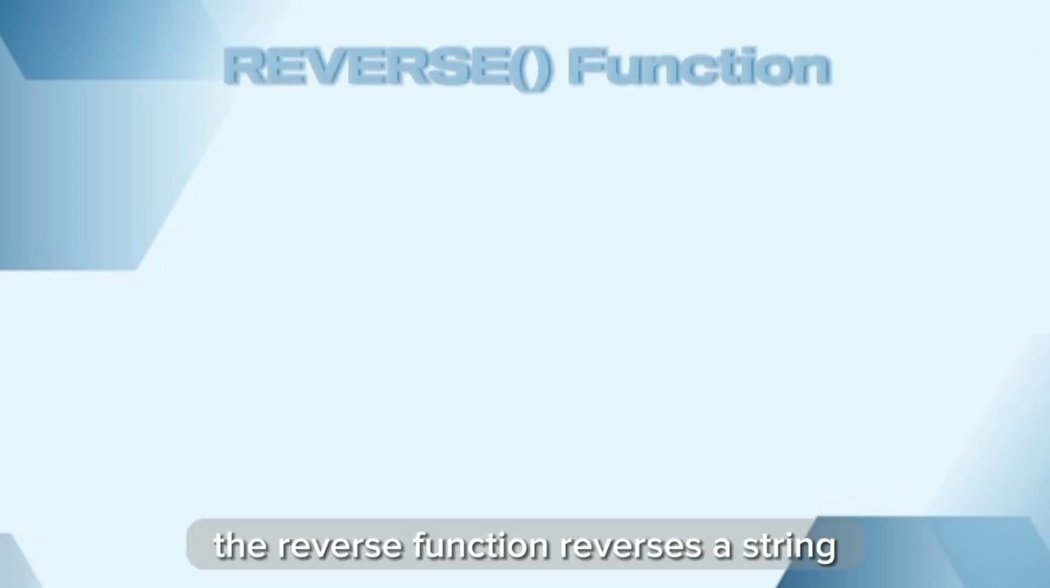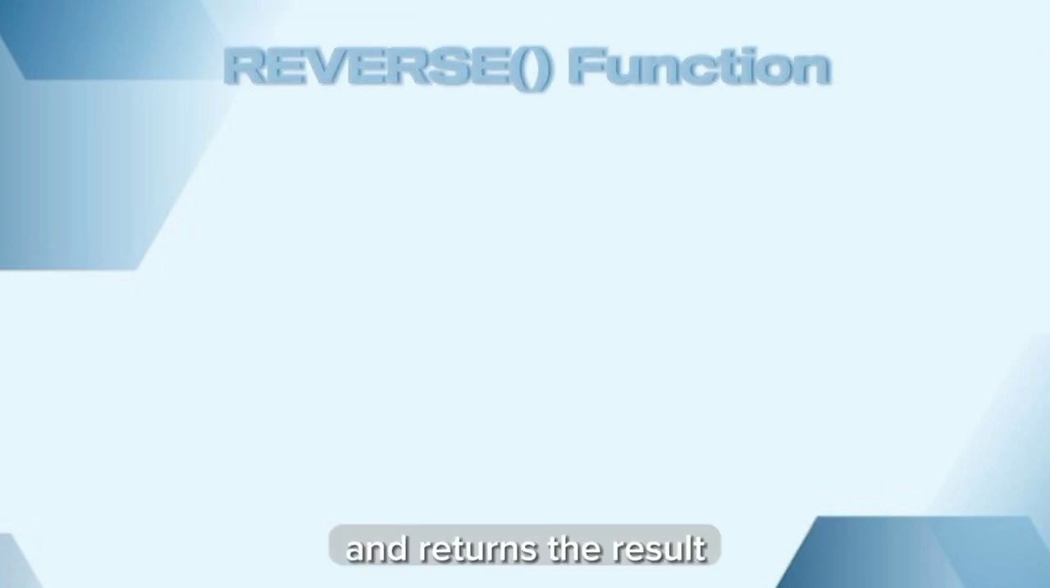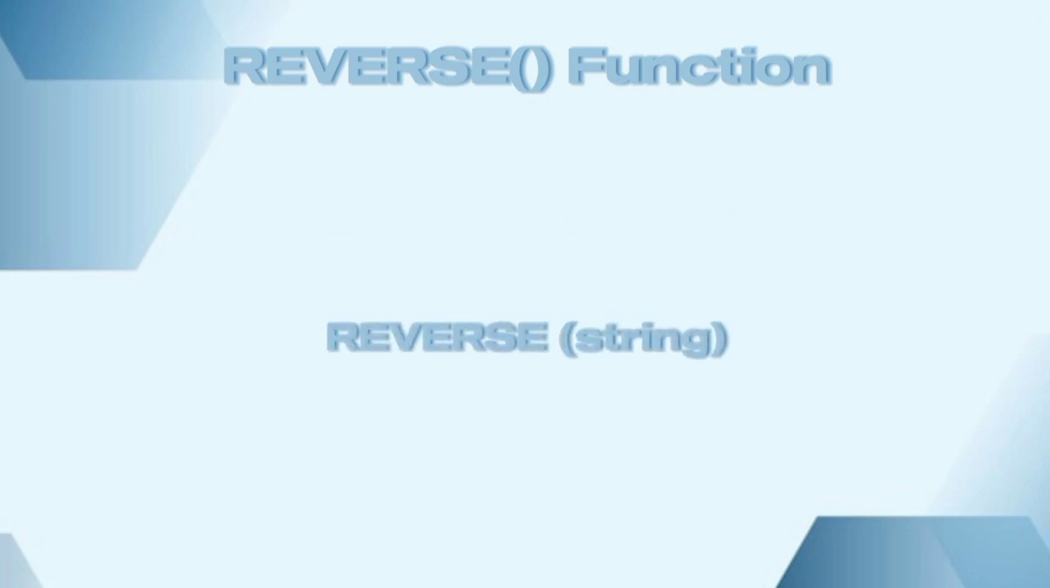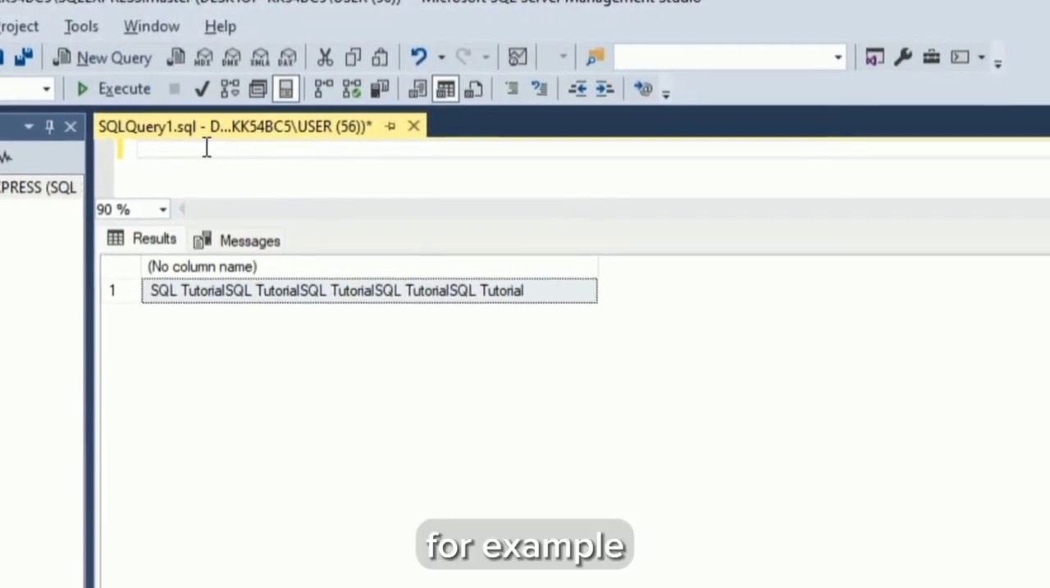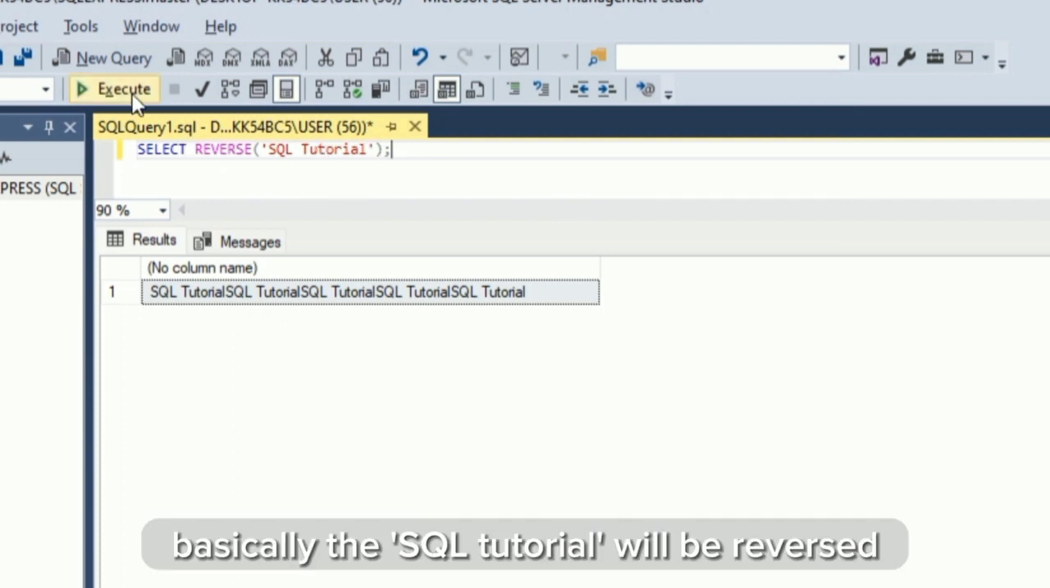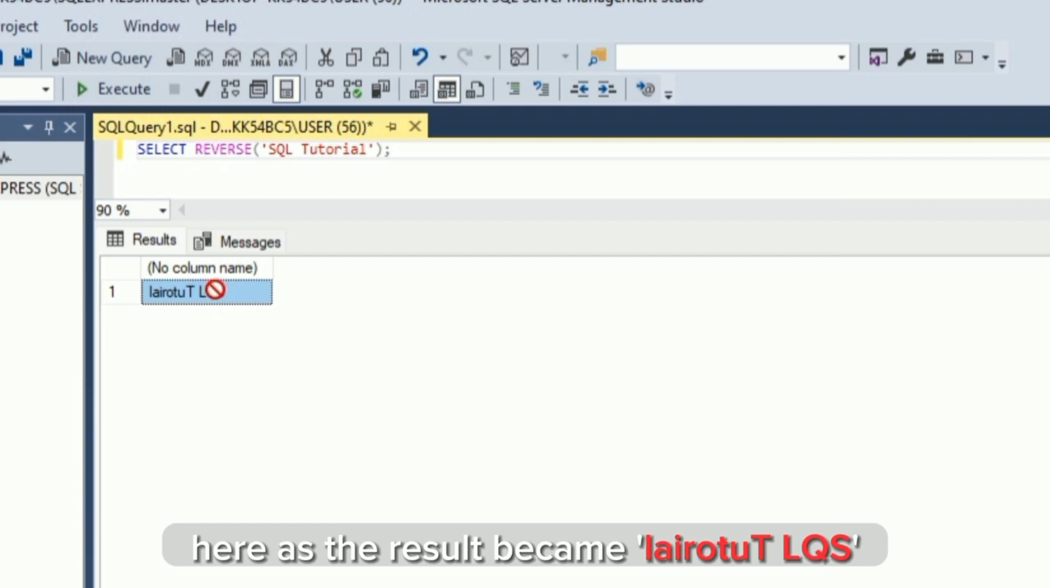The REVERSE function reverses a string and returns the result. The syntax is REVERSE, open parenthesis, string, and close parenthesis. For example, this syntax reverses a string. Basically, the SQL Tutorial will be reversed. Here, the result became lairotuT LQS.